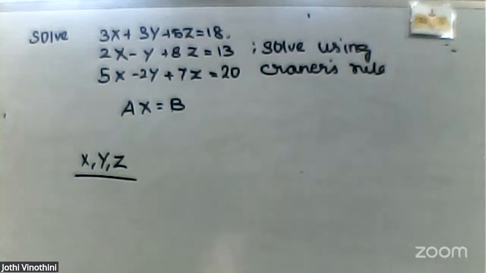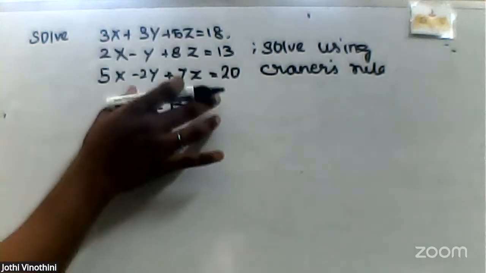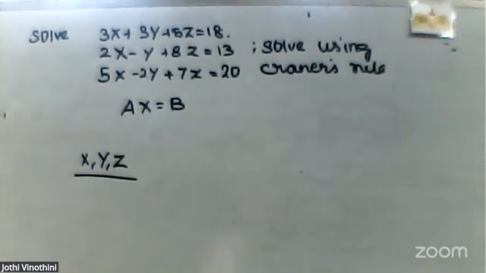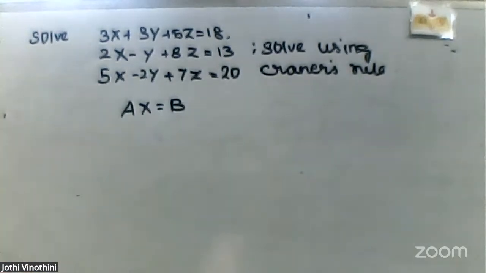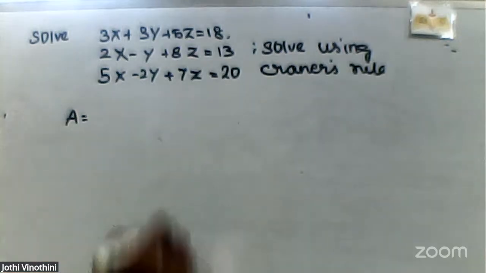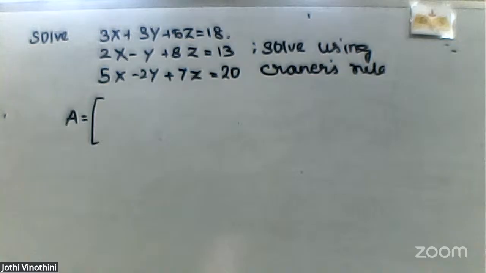We are going to replace these linear equations as matrices so that we can easily find the answers. For that, I am writing the formula AX equals B. Now I am going to make three matrices. I'm going to name my first matrix as A. A matrix is going to have only numbers.